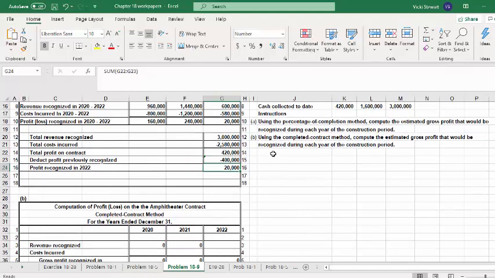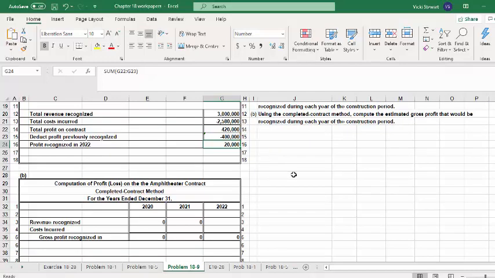The B portion of the problem states to use the completed contract method and compute the estimated gross profit that would be recognized during each of the construction periods. Well, we know that under the completed contract method, we don't recognize any gross profit, revenue, or expenses until the contract is complete. So during 2020, we would have incurred the $800,000 of cost, but we wouldn't recognize any revenue, any expenses, or any gross profit.